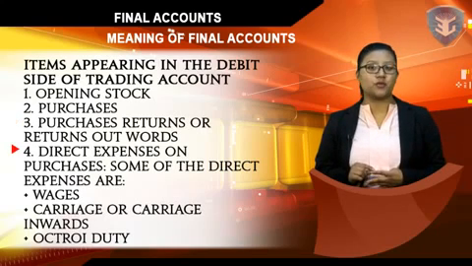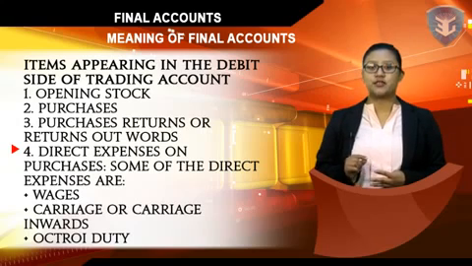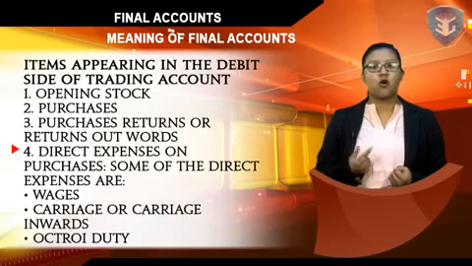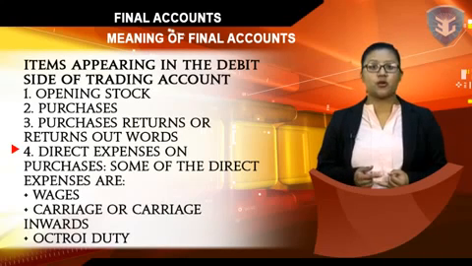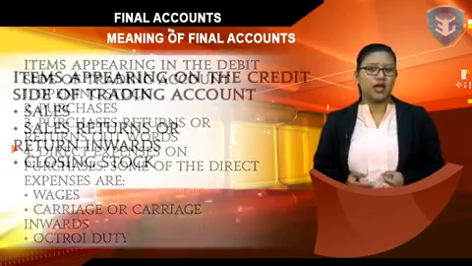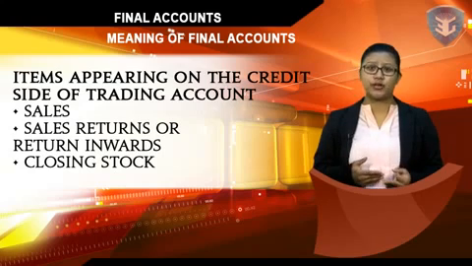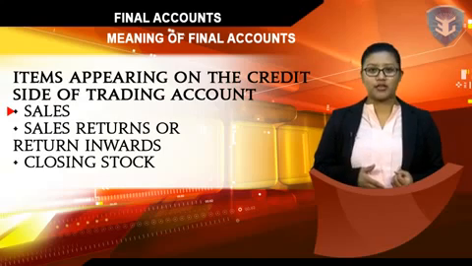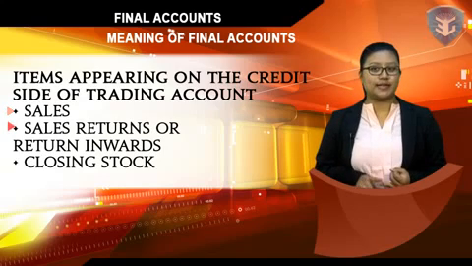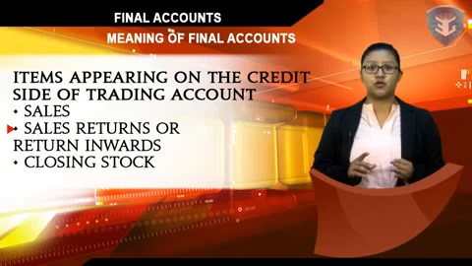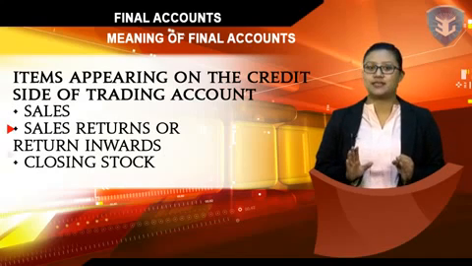Direct expenses on purchases. Some of the direct expenses are wages. It is also known as productive wages or manufacturing wages, carriage or carriage inwards. Octroi duty. Duty paid on goods for bringing them within municipal limits. Items appearing on the credit side of the trading account are sales. Total sales including both cash and credit made during the year. Sales returns or returns inward. Sales returns must be subtracted from the total sales to get net sales.